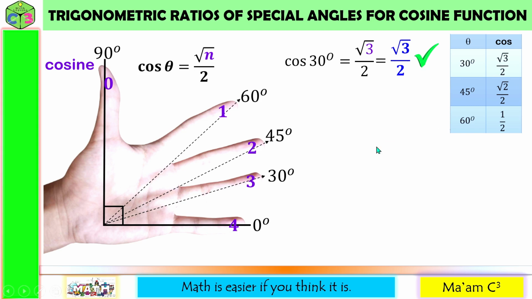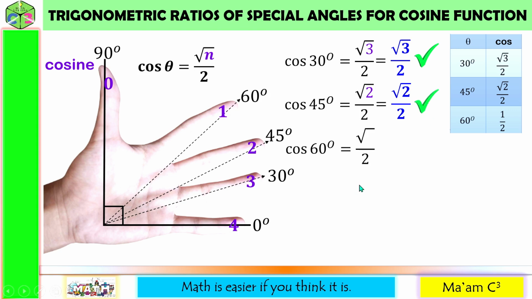Next, we have cosine 45 degrees. The number assigned to 45 degrees is 2. So this is square root of 2 over 2. Let us look at our table. Cosine 45 degrees is square root of 2 over 2. This is correct.